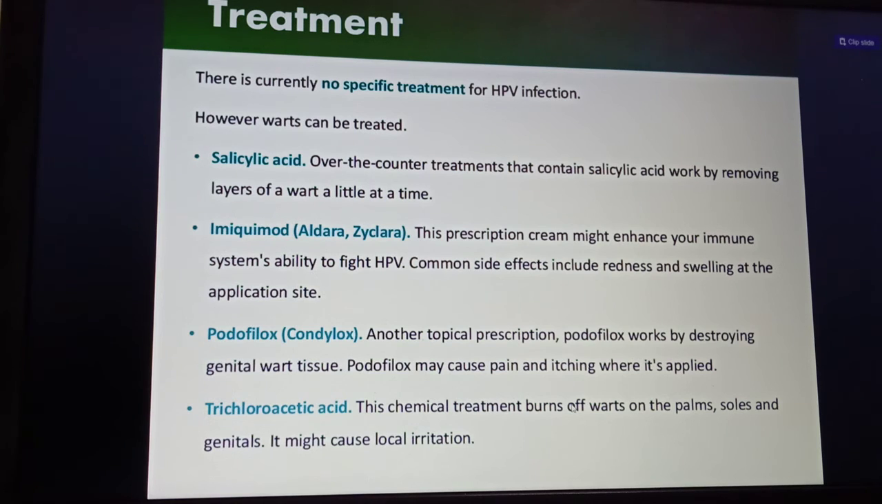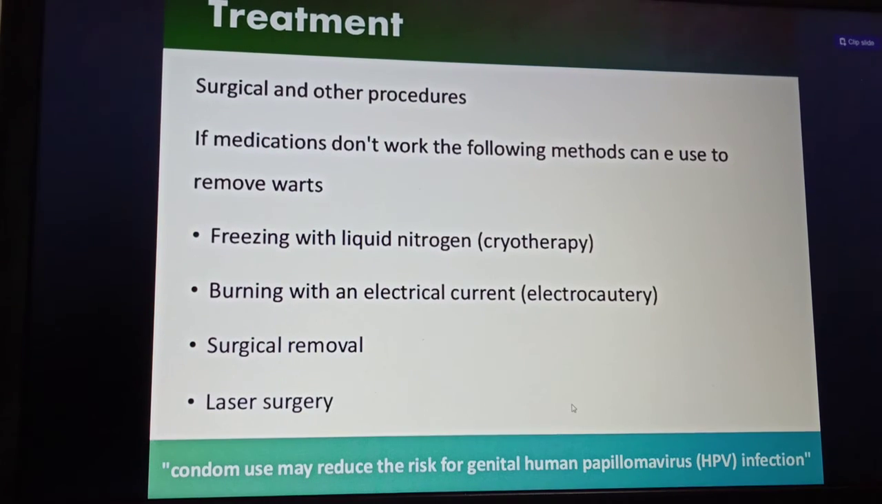And treatment. Salicylic acid is applied on the warts or bumps. Imiquimod is given to improve your immune system's ability to fight against the human papilloma virus. Podophyllox is a topical prescription to reduce some of the pain and itching over the bumps or warts. The next one is trichloroacetic acid, which burns the warts on the palms, soles and genital area, and is used to avoid irritation over the area.